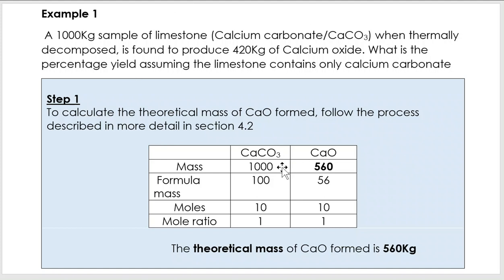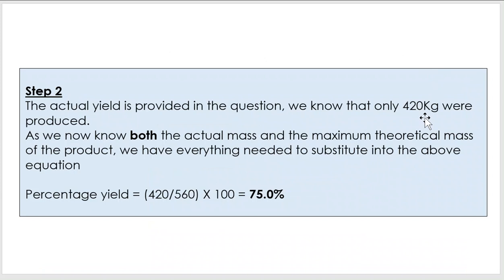So my 1,000, I then put in my 100 and my 56 as my MRs. From here, I can work out there are 10 moles of calcium carbonate. From a 1-to-1 mole ratio, I know that I'm making 10 moles of calcium oxide, which means a mass of 560 kilograms. The actual percentage yield calculation is the tiny bit that follows, because the question told us that we made 420, but we should have made 560. So I take my actual mass, divide by my maximum theoretical mass, multiply by 100, and it comes to 75%.